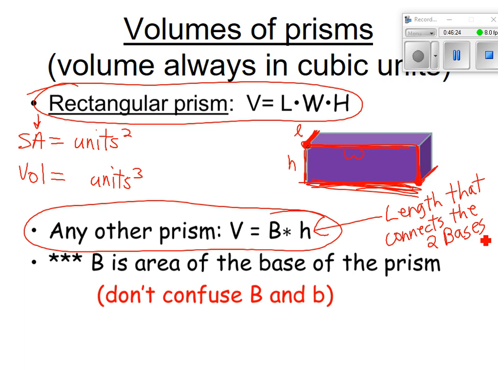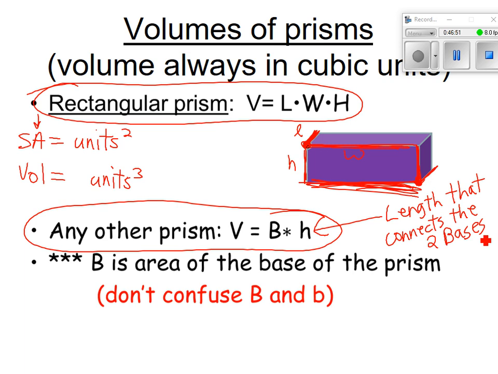So if I have my triangular prism, is the height right here? That's the height of the triangle, isn't it? But that's not the height of the prism. The height of the prism goes from one base to the other. So you've got to be really, really careful, and that's what I said: don't get the B's confused.